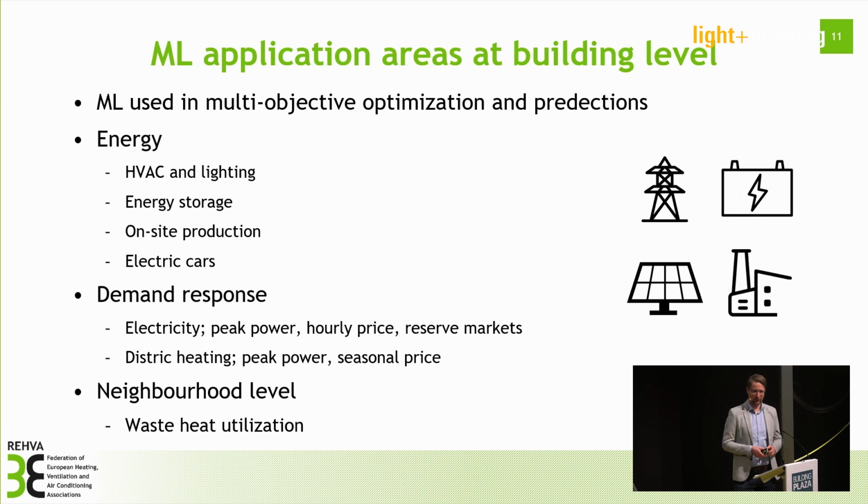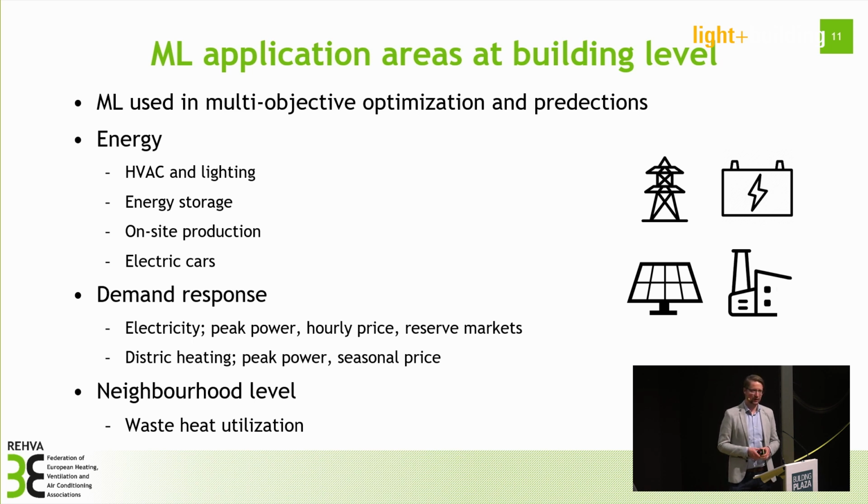Then the third level of the building controls is the building level, where things become even more complex than on the room level. There we can combine the optimization of different building systems, be it HVAC, lighting, plus energy storage, on-site production, or even electric cars. So things start to become quite complex, and in that sense, there's a good opportunity for machine learning solutions. You could also use rule-based systems, but they could become quite complex to update and maintain. And in that sense, machine learning is quite useful in this area.